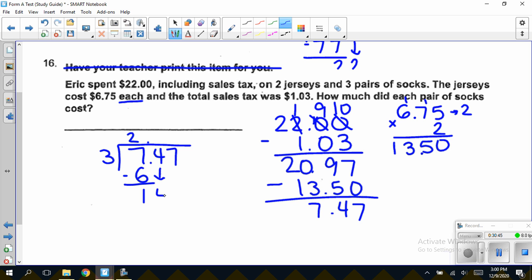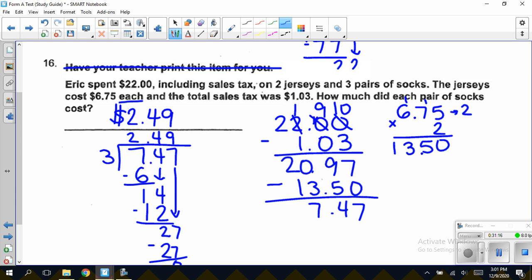Drop down my 4. 3 goes into 14 4 times, which is 12. 14 minus 12 is 2. Drop down my 7. And 3 goes into 27 9 times, which does give me 27. So I don't have a remainder. So I found that the cost of each pair of socks was $2.49. Again, at home, the dollar sign would be there for you. You just have to make sure that you're typing in the correct number.